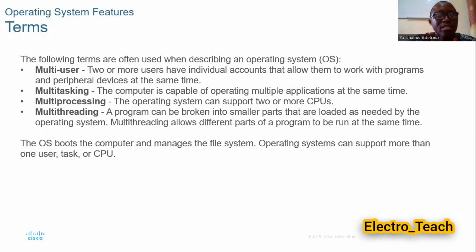When you turn on a system, the OS boots the computer and then it manages the file system. This is a function of the operating system. An operating system can support more than one user, task or CPU, and that is what we have explained on the screen here: multi-user, multitasking, multiprocessing, multithreading.